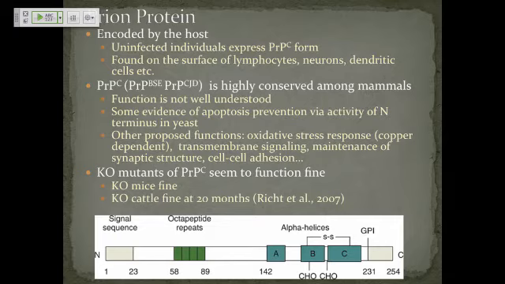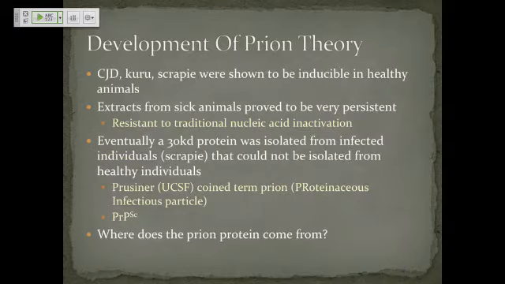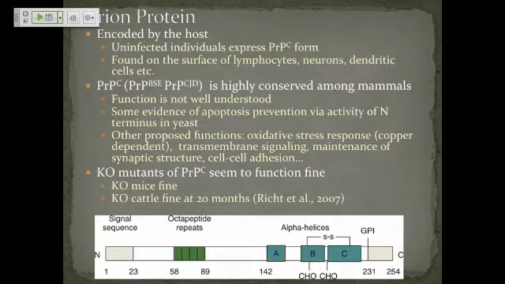So now it's known that the prion protein is actually encoded by the host. If you remember back here, we have essentially two different forms: PrP Sc, prion protein scrapie, and PrP C, which is prion protein cellular. The cellular form is found on the surface of lymphocytes, neurons, and dendritic cells. This would be considered a healthy form, so to speak.